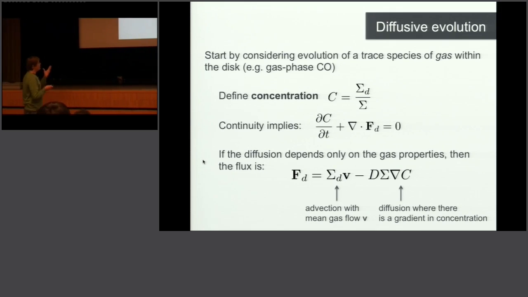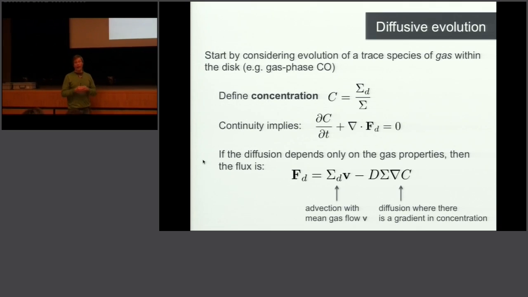Now, the trace species, let's just again take the very simplest case. Let's assume that that is neither being created or destroyed. So we can have different models where it is created or destroyed, but in the simplest case, let's assume it's conserved. So we would have a continuity equation for this trace species, sigma d.